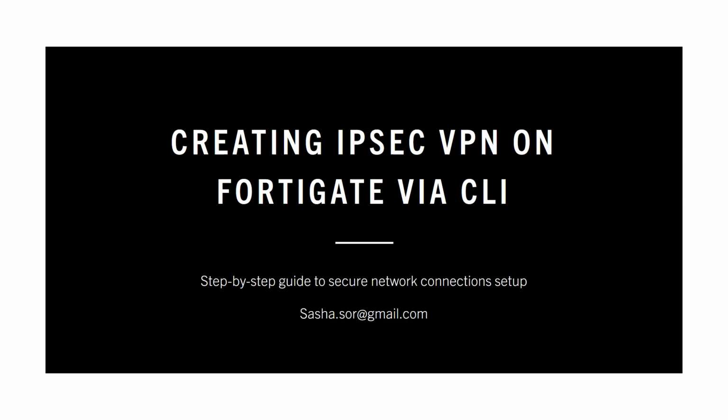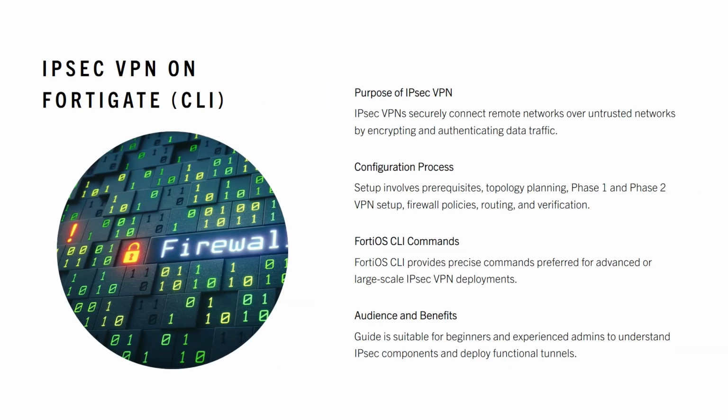Welcome to this step-by-step guide on setting up secure network connections using IPsec VPN on FortiGate via CLI. This presentation will walk you through the process to ensure your connections are protected. IPsec VPN securely connects remote networks over untrusted networks by encrypting and authenticating data traffic.